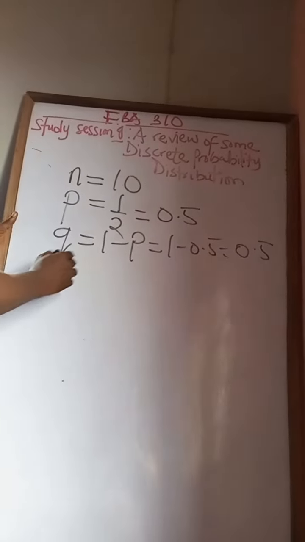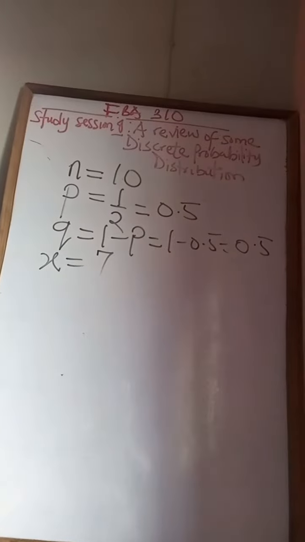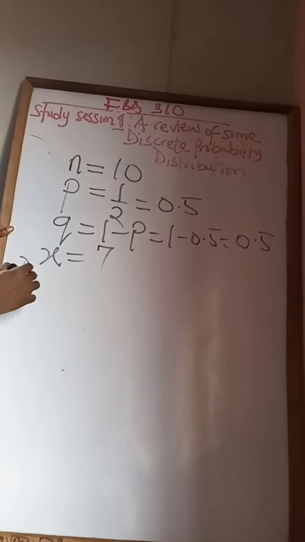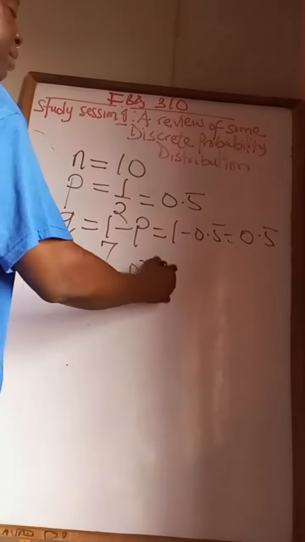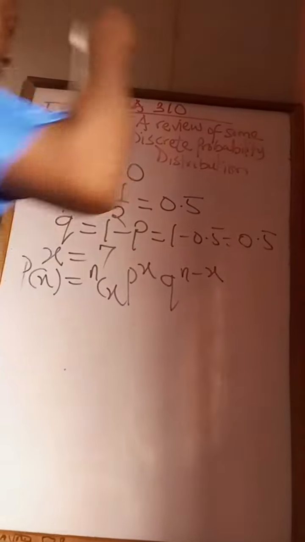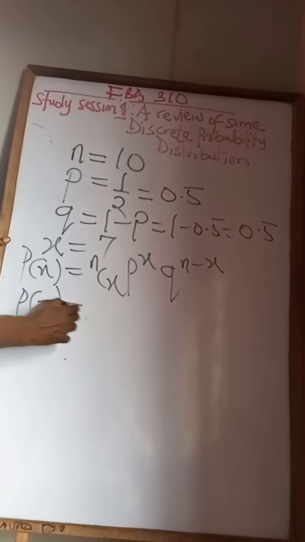So that will be x. x will now be 7. The number the question is asking about will be our x. So the formula now is P(X) equals n combination x, p raised to power x, q raised to power n minus x. Let's now insert all these values in this formula. So P(7), the probability of 7.